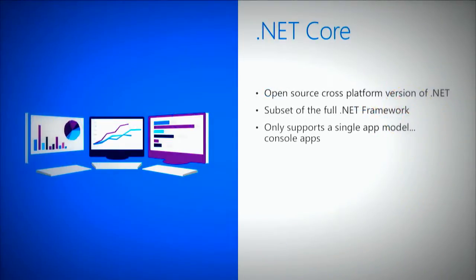So to start, let's just give a quick overview of what .NET Core is. .NET Core is an open source, cross-platform version of .NET. It's supported on Windows, Mac OS, and Linux. It's a subset of the full .NET framework. So application models like WinForms, WPF, and ASP.NET Web Forms are not part of .NET Core.